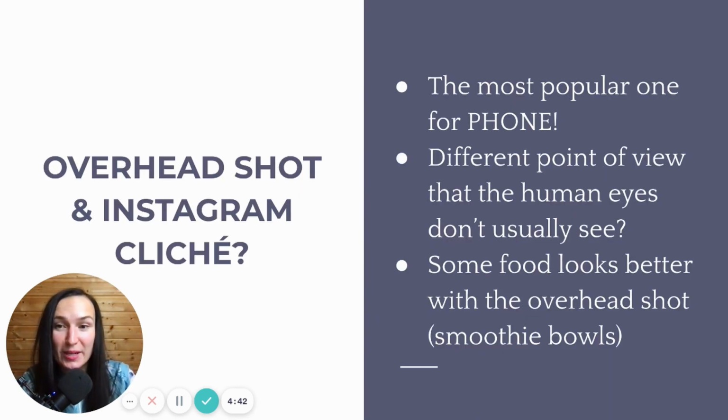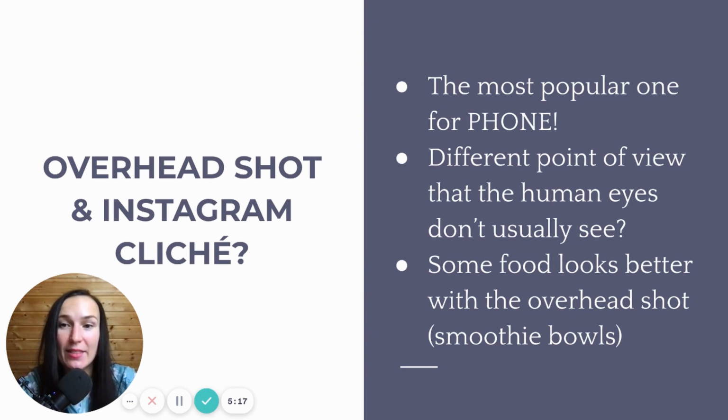And now this one for phone photography is the most popular one. This is the overhead shot, as well known as the most classic Instagram cliche. And it is again super popular for phone because the phone lens in general is quite often built for this one. It's 28mm, usually with phones, depending on the phone obviously, but quite often phone cameras are 28 mils. And then with this one, you can have a different viewpoint that human eyes don't usually see.